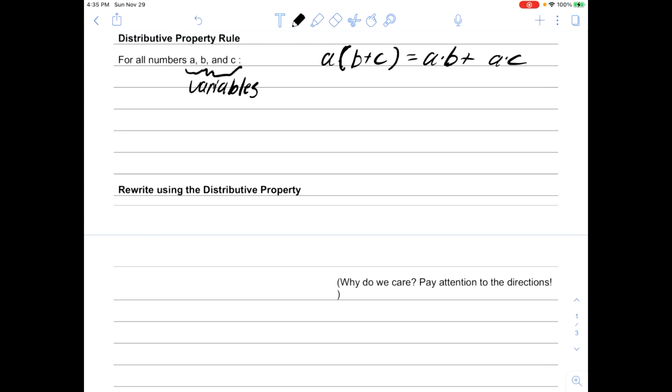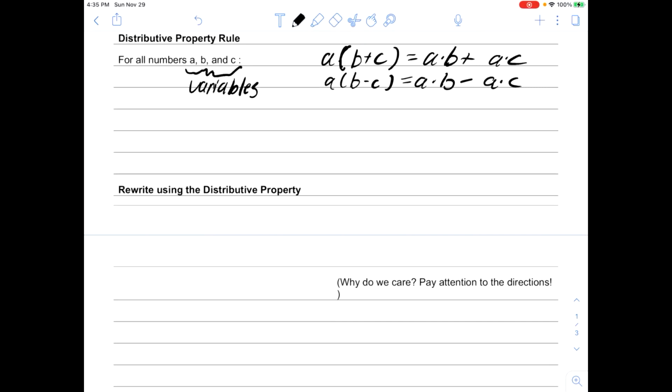This also works if what's inside the parentheses is subtraction. So if I took my A and I multiplied it by a subtraction, B minus C in the parentheses, I can still do the same thing. I could multiply the A times the B, I could multiply the A times the C, and then subtract.